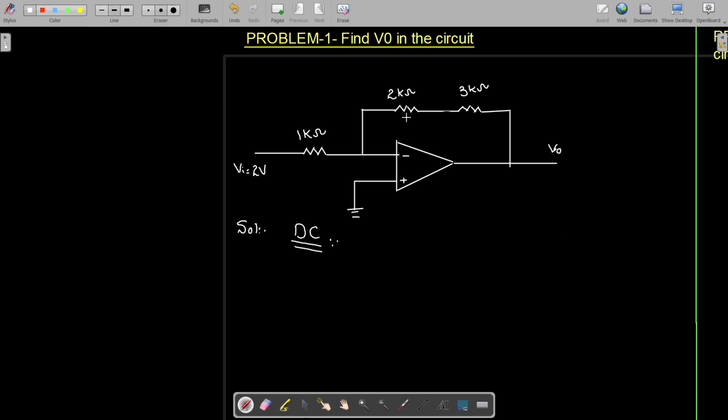Now if you have a look in the feedback, we have 2 kilo ohm and 3 kilo ohm resistor in series. So I can write that in this case RF will be equal to 2 kilo ohm plus 3 kilo ohm because both are in series. RF is 5 kilo ohm in this case.